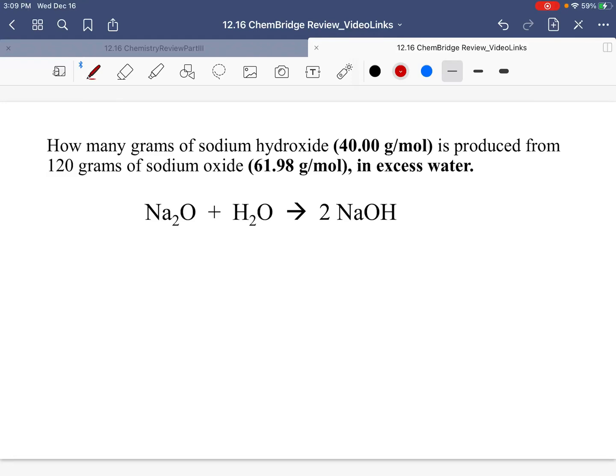Hey class, we're down to our last two problems. The last one was from grams to moles. Here we're going to go from grams to grams. So this one is a little bit longer.